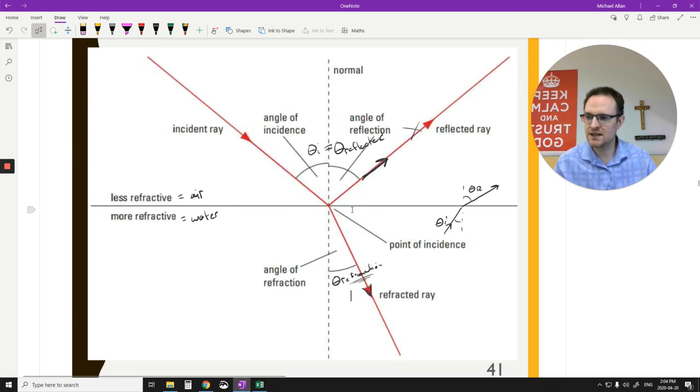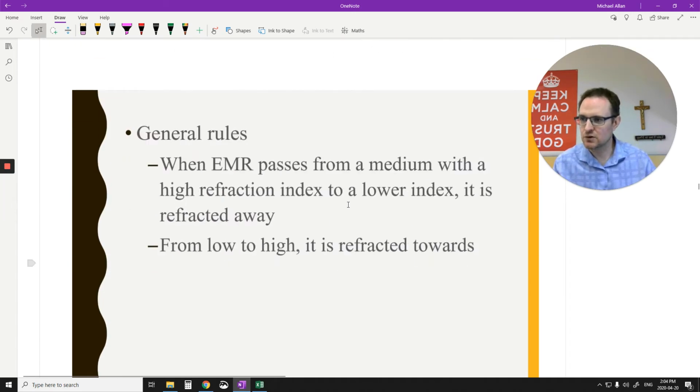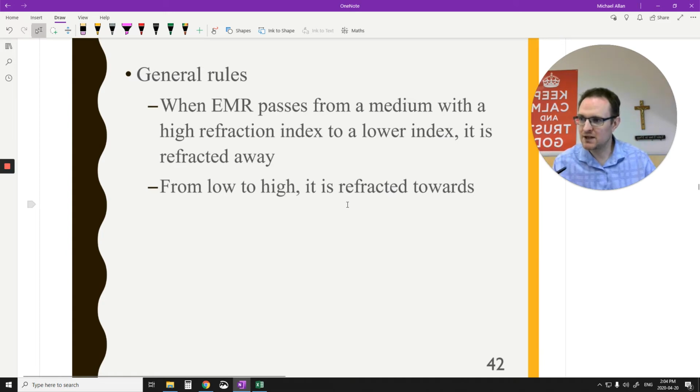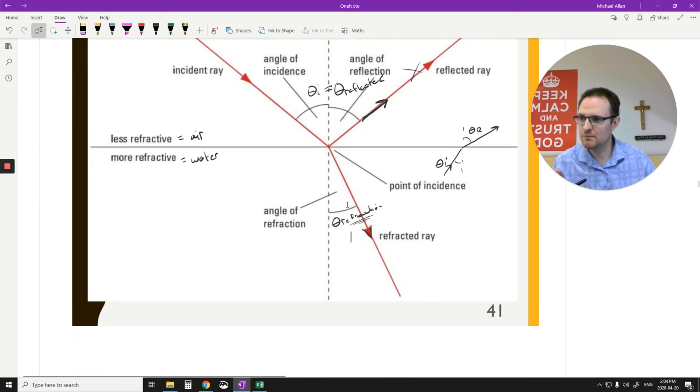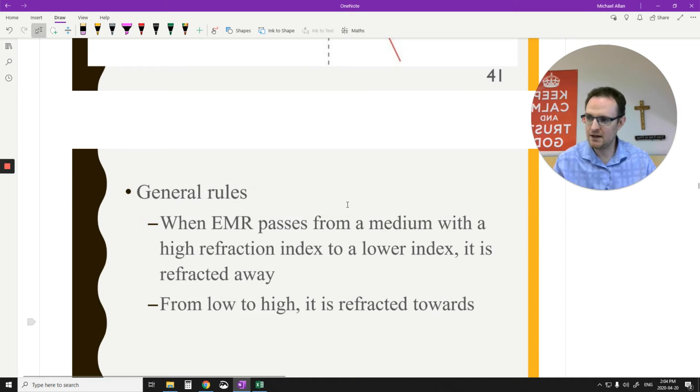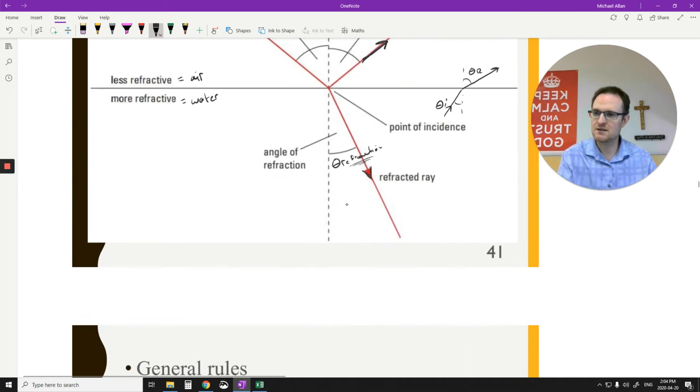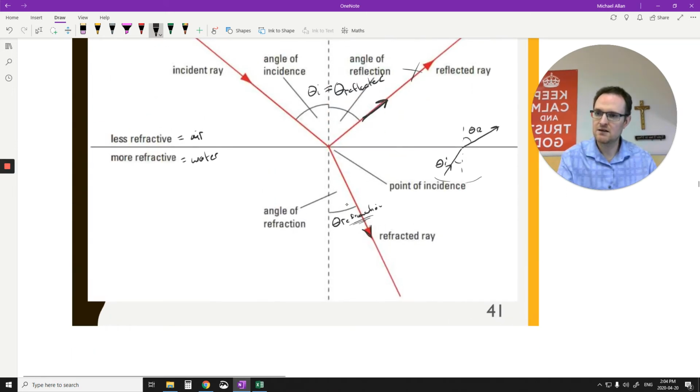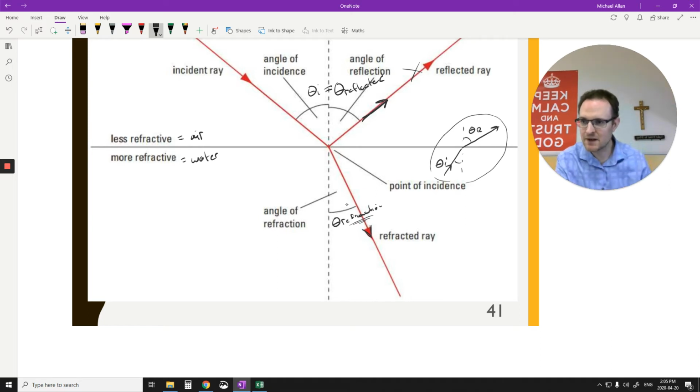Okay, so the next slide just talks about some general rules. If you're going from a medium with a high index of refraction to a lower one, it's going to bend away, right? So that's the second picture I drew over here. So it's bending away. You can see that the angle of incidence here, which is measured towards the normal, and the angle of refraction is a larger number. So my refraction here is larger than my incidence.